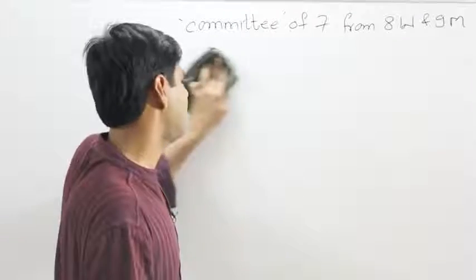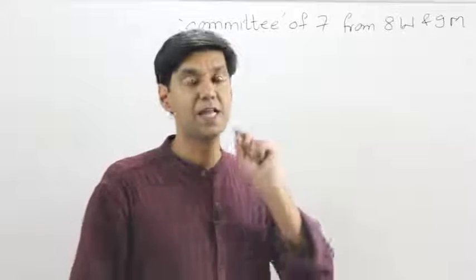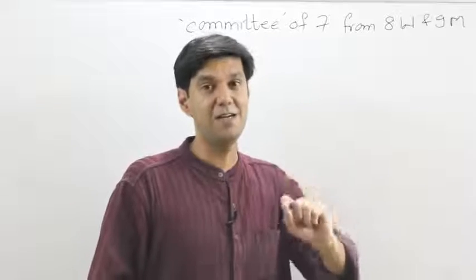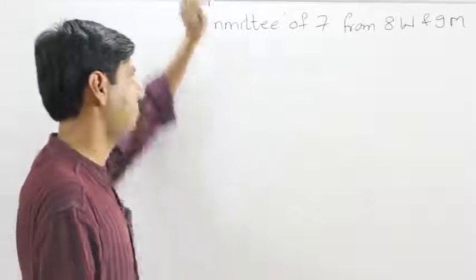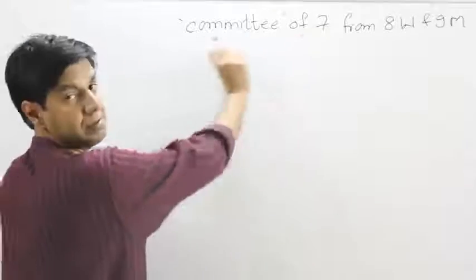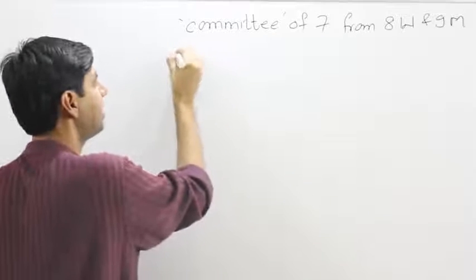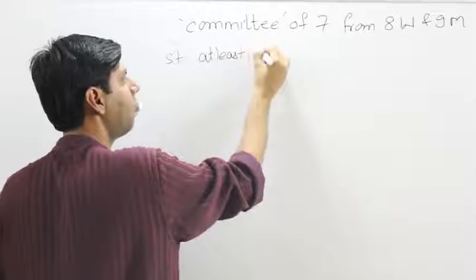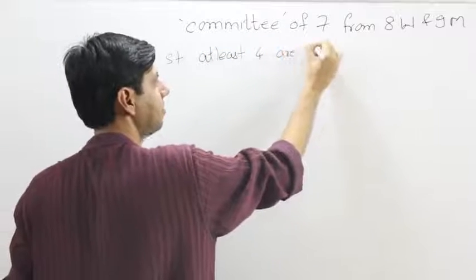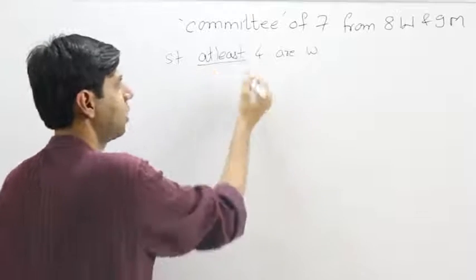There is one more question here that I would like to do. Not to solve a question, but to highlight that there is an error, and a very, let's say, hard to detect error which gets formed. So, same question, committee of 7 from 8 men and 9 women, such that at least 4 are women. So what's the big deal here? There's an at least. So let me break it up.